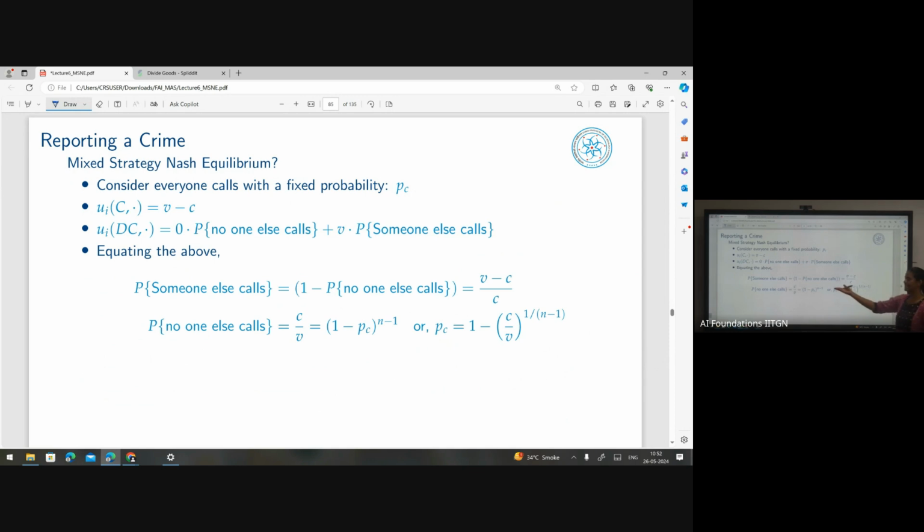So what is the probability that someone calls? It's nothing but 1 minus the probability that no one else calls. That's equal to this, so the probability that no one else calls is C by V. And since we have assumed that everybody's probability is the same, and P_C is the probability that they call, then (1 minus P_C) to the power n minus 1 is the probability that no one calls. So from solving this, we get P_C as this particular value. And what would happen to P_C when n increases?